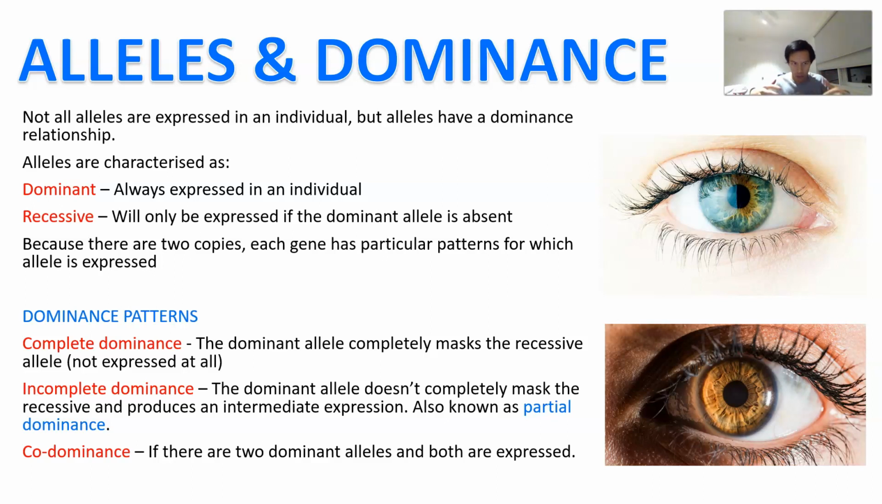And those dominance patterns can take one of three forms, right? One, you have what we call complete dominance. Complete dominance is when the dominant allele completely masks the recessive allele, and the recessive allele is not expressed at all, right? You can also have incomplete dominance, where the dominant one doesn't fully mask it, and you get an intermediate expression of both of the alleles together. This is also called partial dominance. And then finally, you can have co-dominance, where both of the alleles are fully expressed within the individual, okay? So every gene is going to be different.